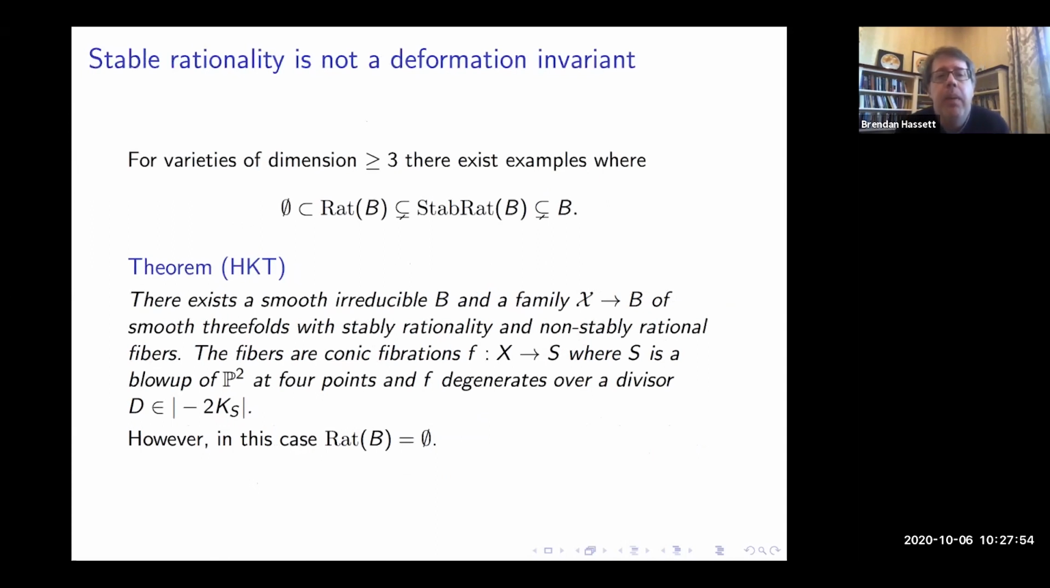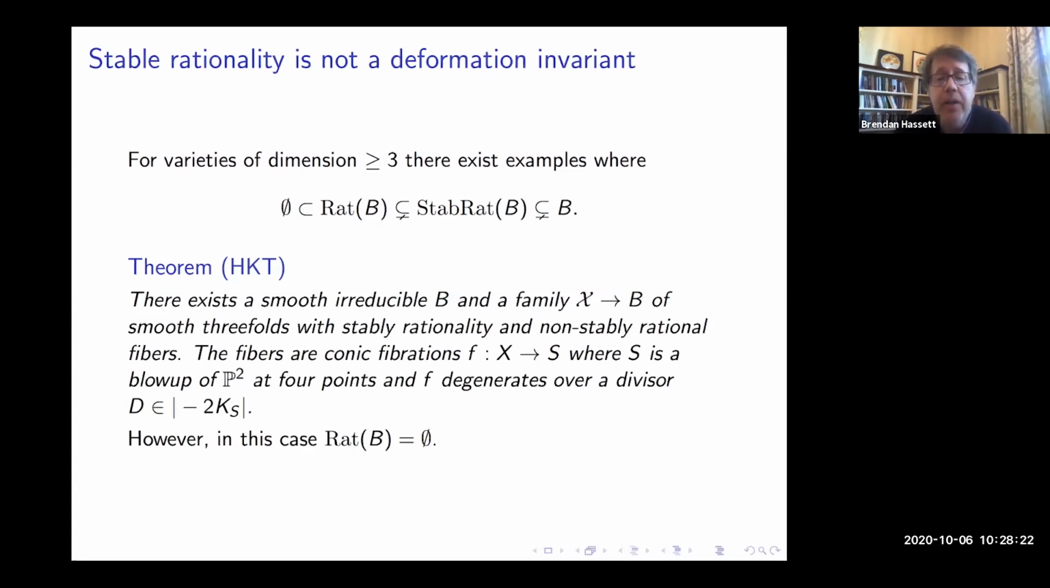So stable rationality is also not a deformation invariant. And so for varieties of dimension at least 3, there are examples where the stable rational locus is strictly contained in the base, but is non-empty. And so these examples come from threefolds that are fibered in conics.